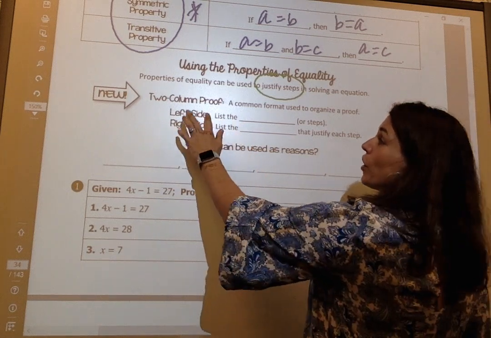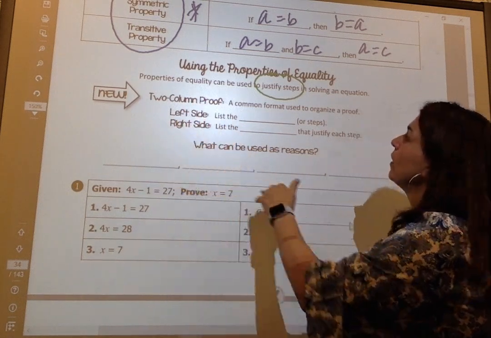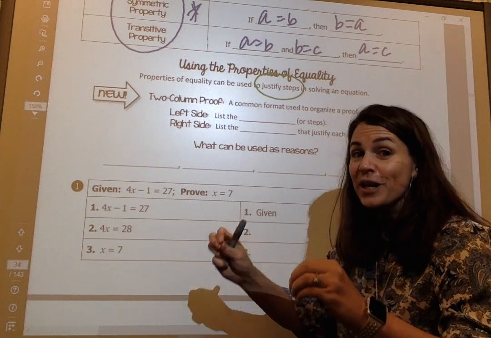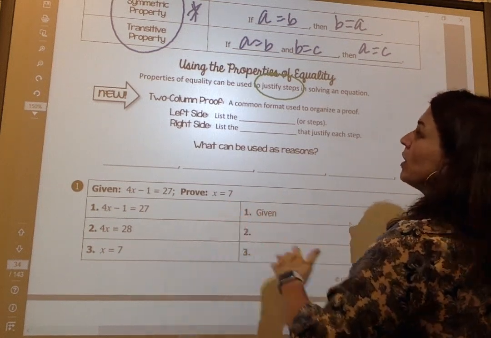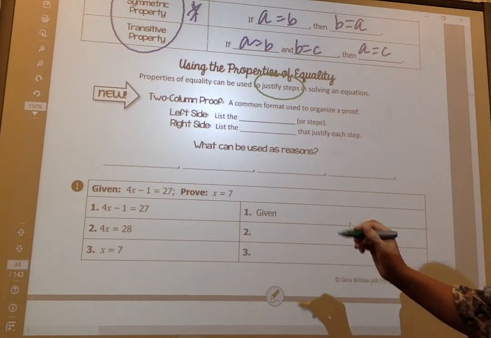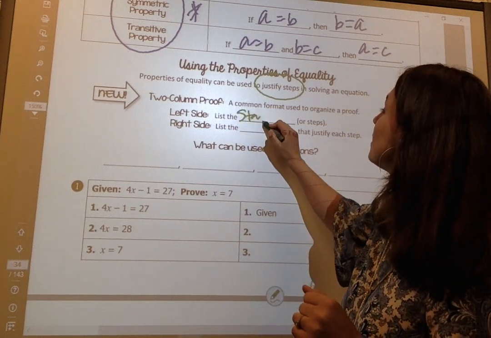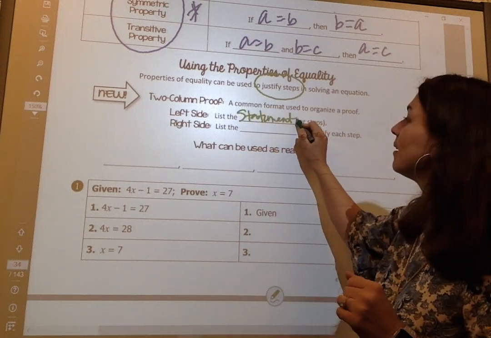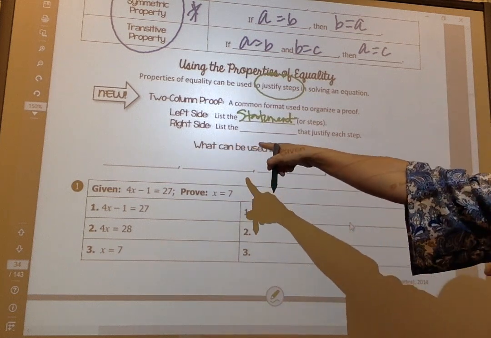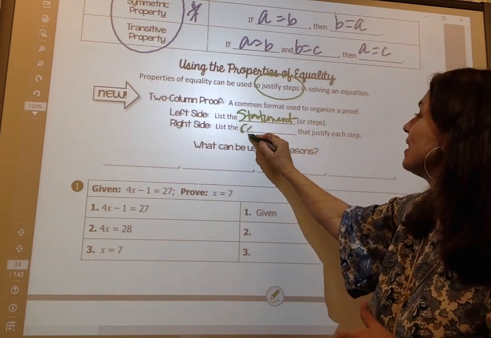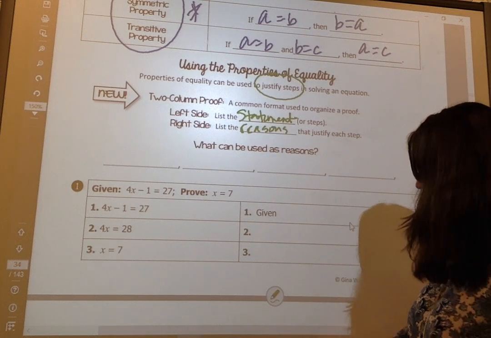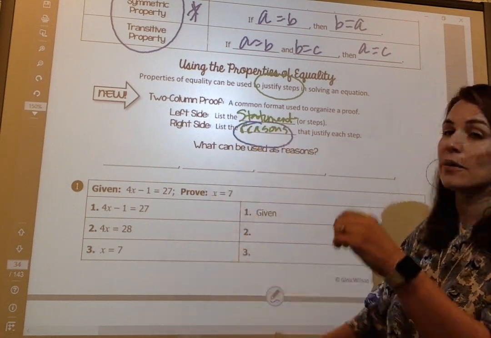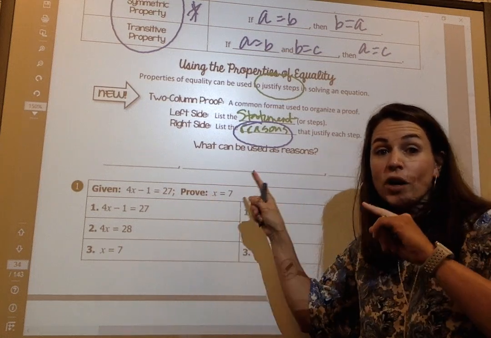So we are going to start a new two-column proof. This is very particular. Just like angles are particular in geometry, so are these proofs. On the left side, you list the statements or steps, and on the right side, you list the reasons that justify. There are only certain reasons that we can use. Make sure to mark this down.